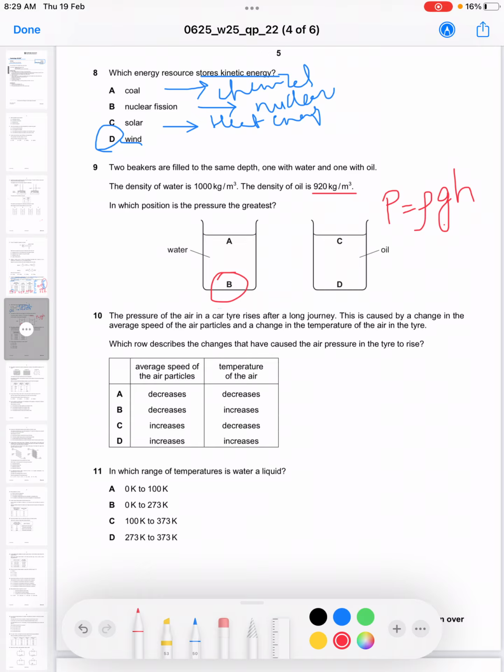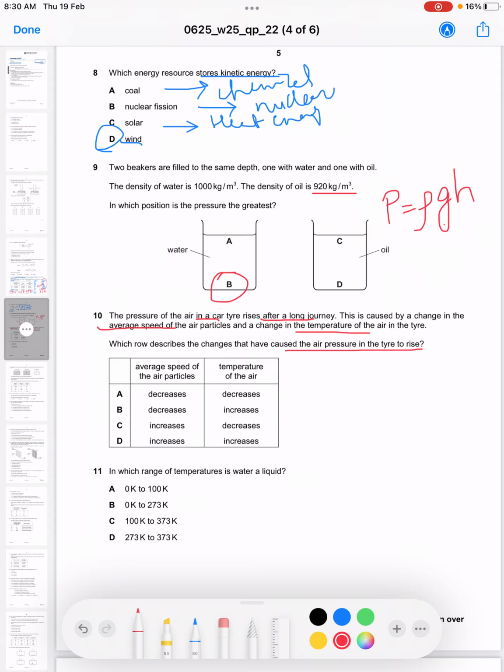Okay, now come to question number 10. The pressure of the air in a car tire rises after a long journey. This is caused by the change in the average speed of the air particles and the change in the temperature of the air, because of the two changes, right? Average speed and the temperature, right? Which row describes the changes that have caused the air pressure in the tire?